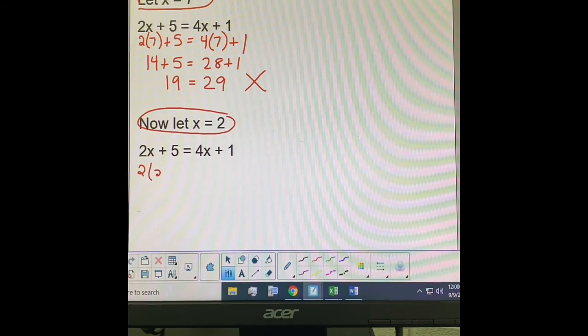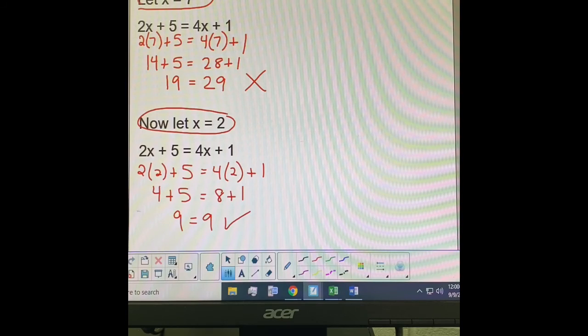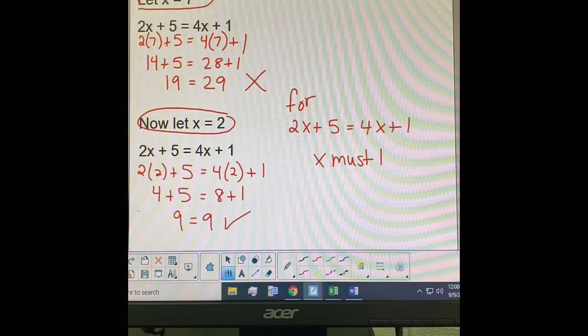So let's try x equals 2. Wherever you see an x, plug in 2. We get 9 equals 9. That makes more sense. So for the equation 2x plus 5 equals 4x plus 1, I think x has to equal 2.